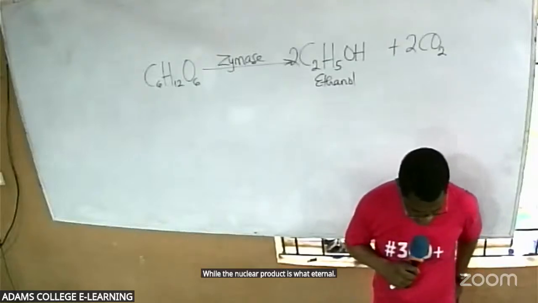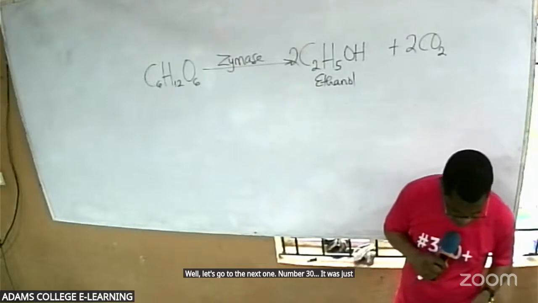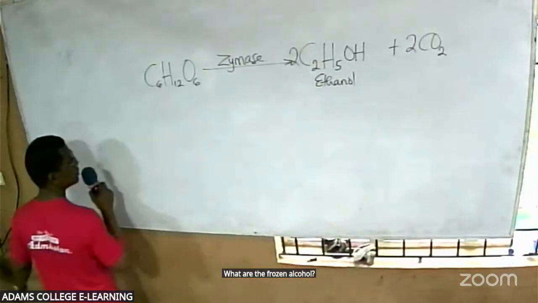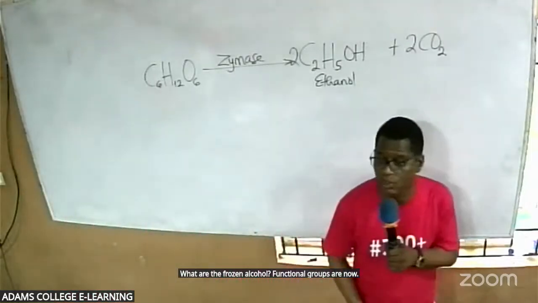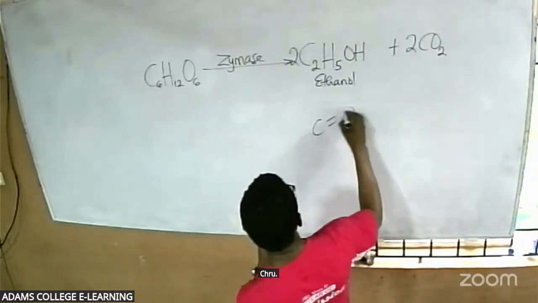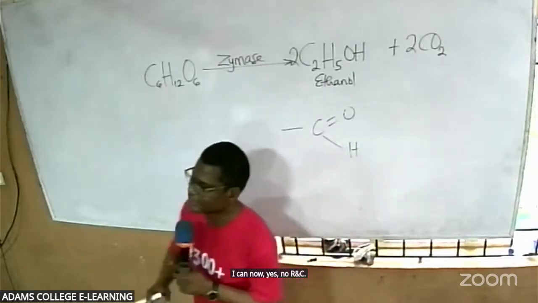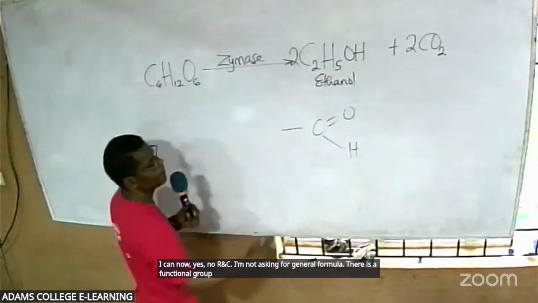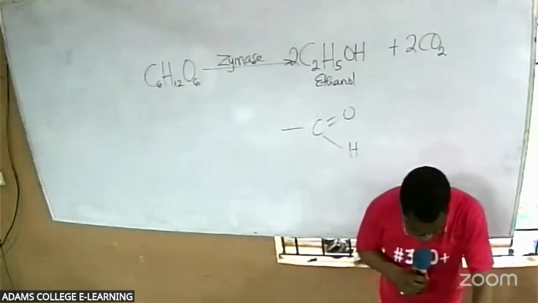Well, let's go to the next one. Number 36. It must have just been taught to you. What is the functional group for alkanal? Is that the functional group? CHO. The functional group is CHO. I'm not asking for the general formula. There's a functional group for alkanal. So the answer will be RCHO.